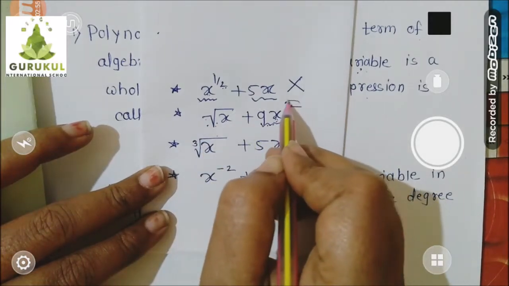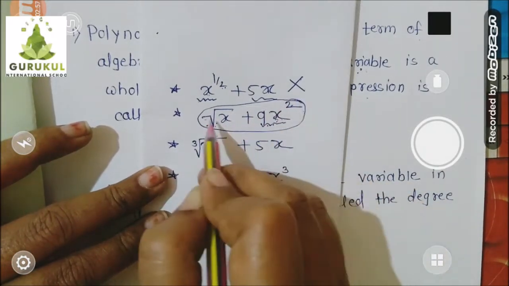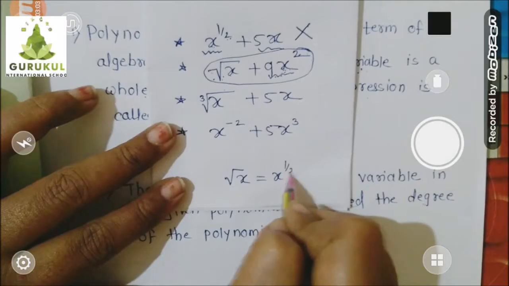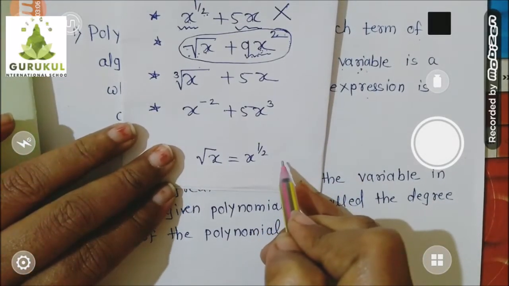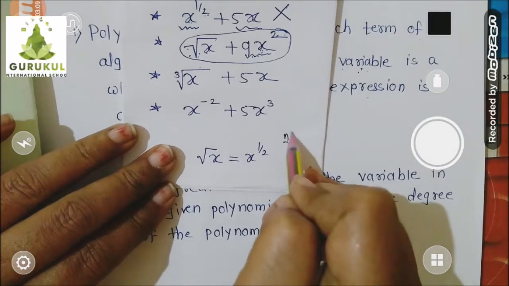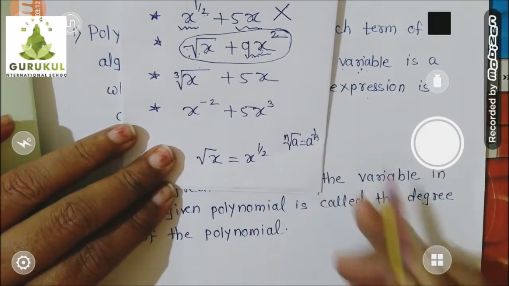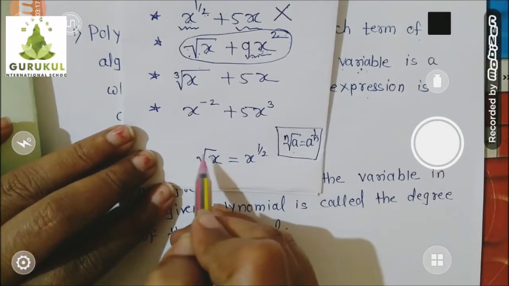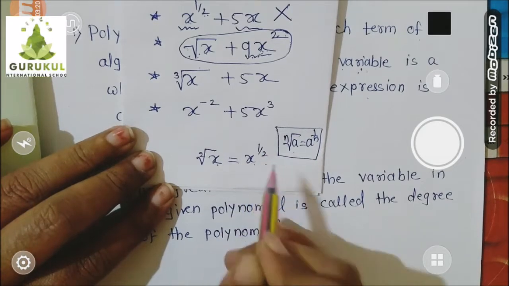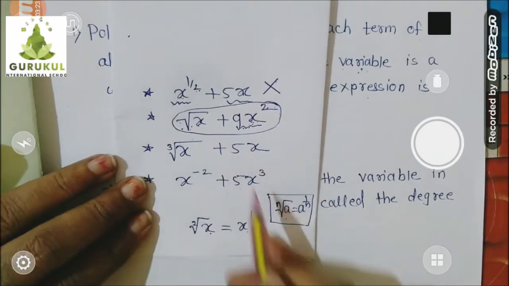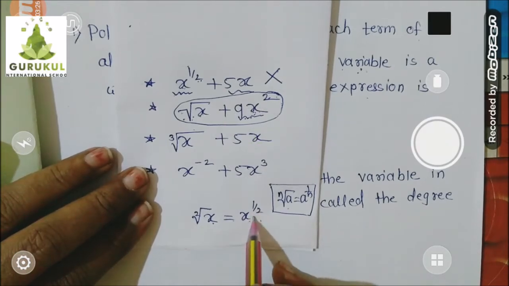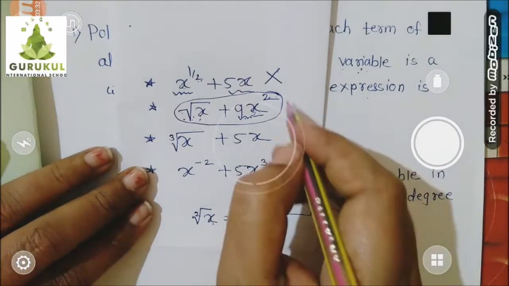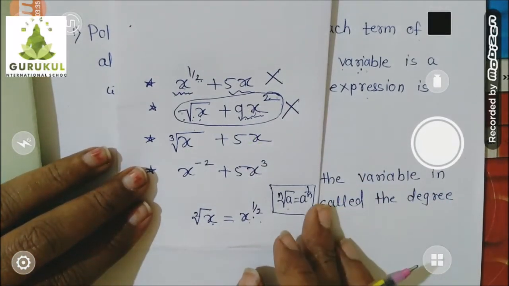This I can write in a different manner, children. Root x, I can write as x raised to half. Do you know why? I applied the law of indices. Nth root of a is equal to a raised to 1 upon n. So, according to this formula, square root of x is nothing but x raised to half. And if I write x raised to half over here, is the power a whole number? No. And that's why this is also not a polynomial.